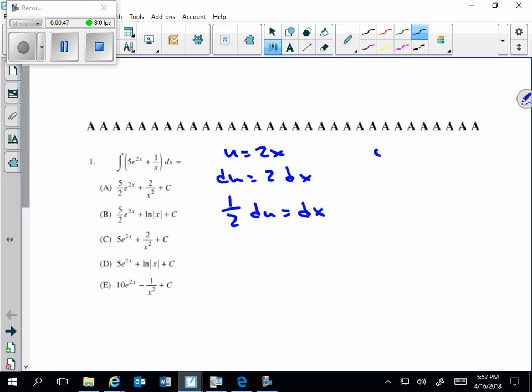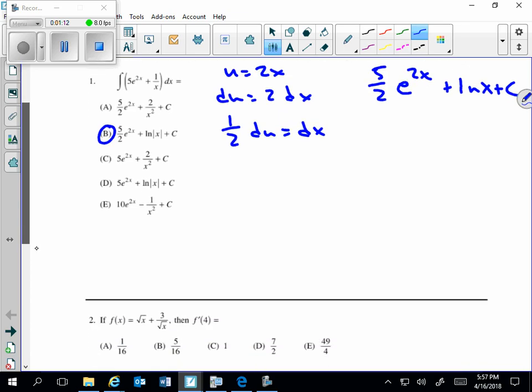And so it becomes 5/2 e to the 2x, because the derivative of e to the 2x is the same as e to the 2x. So it's the integral. And then I get plus ln x. And don't forget the plus c. So looking at that, that would be letter B. Don't forget your absolute value. Also, with it being multiple choice, we don't have to remember it because they kind of help us with that.